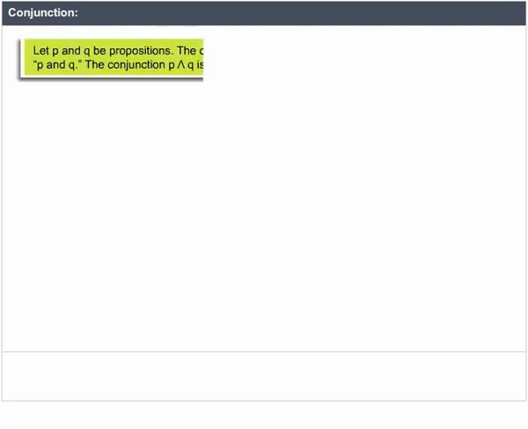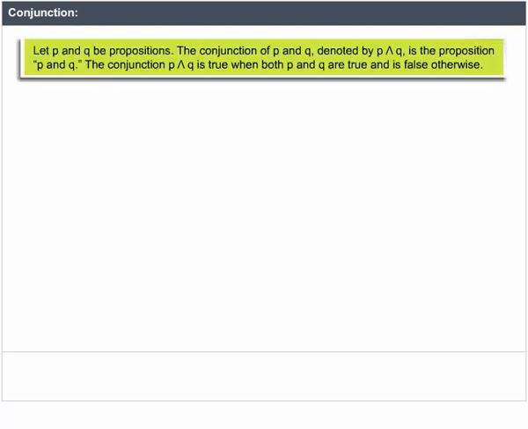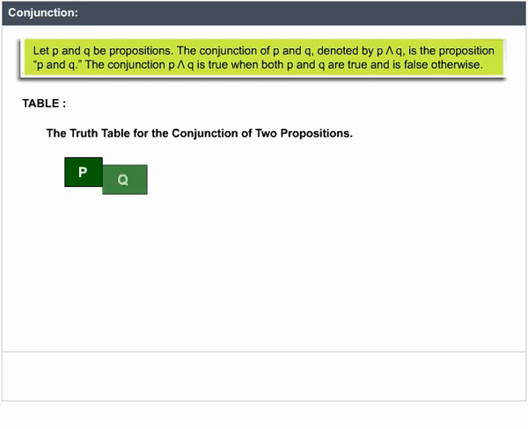Conjunction: let P and Q be propositions. The conjunction of P and Q, denoted by P and Q, is the proposition P and Q. The conjunction P and Q is true when both P and Q are true and is false otherwise. Table: the truth table for the conjunction of two propositions. The table has three columns: P, Q, then the third column is P and Q.